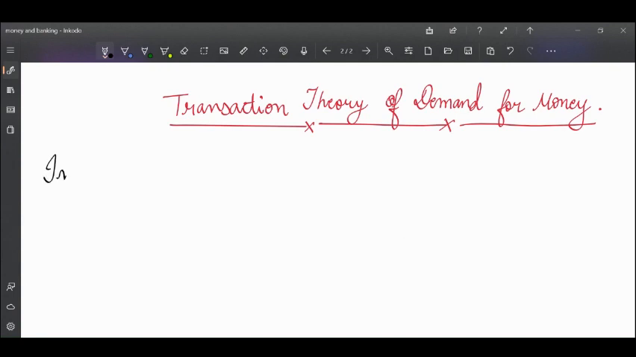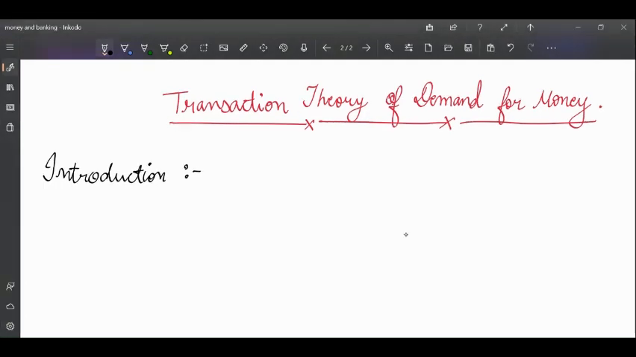So what do we mean by transaction? Transaction is the demand for money, the medium of exchange, how much we are transacting, how much we are taking and giving. Transaction is the rotation of money. What is the rotation of money is termed as transaction in the money and banking sector. So the transaction theory refers to demand for money, with emphasis on medium of exchange.